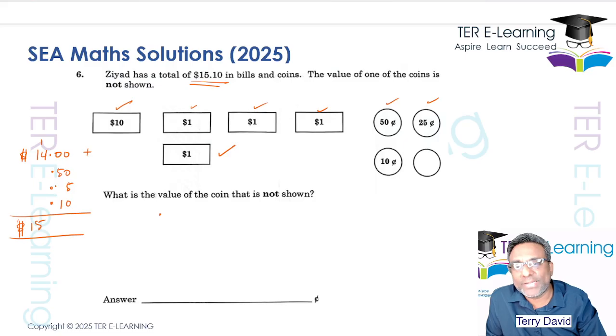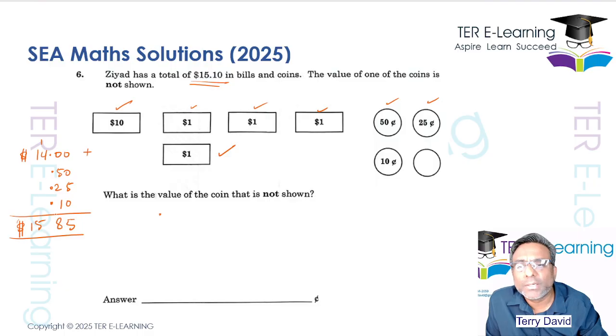Yeah, this is 25, not 75, right? So let's just redo this addition here. So this should be a 5, right? 5 and 2, 7 and 1, 8. Right, so this is really 1485, right?